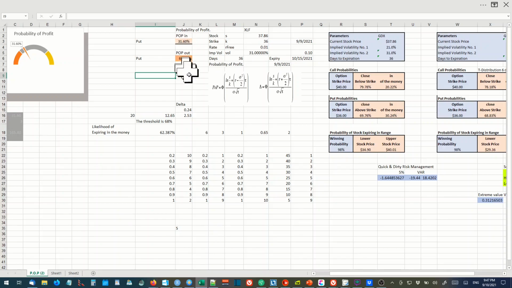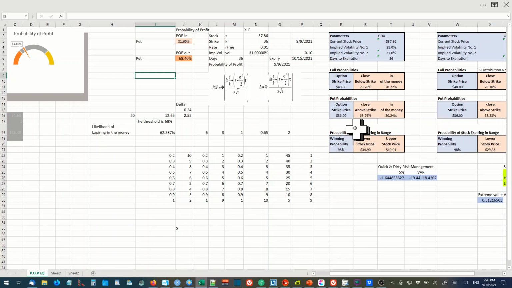The probability of out of the money is 68%. But because it's a strangle, the put is short, so that is my probability, 68%. Now if you're a put buyer, that is your probability, 31%.